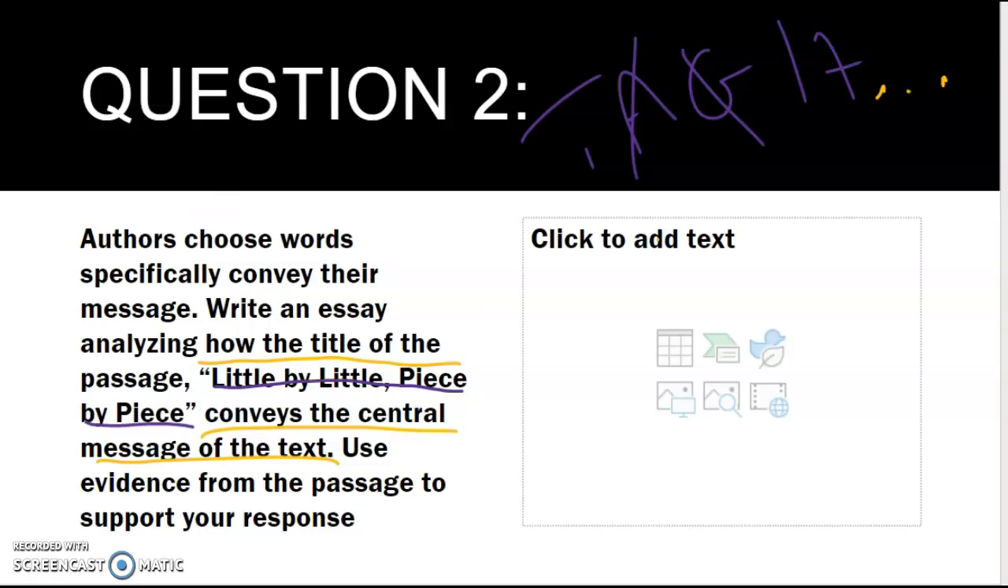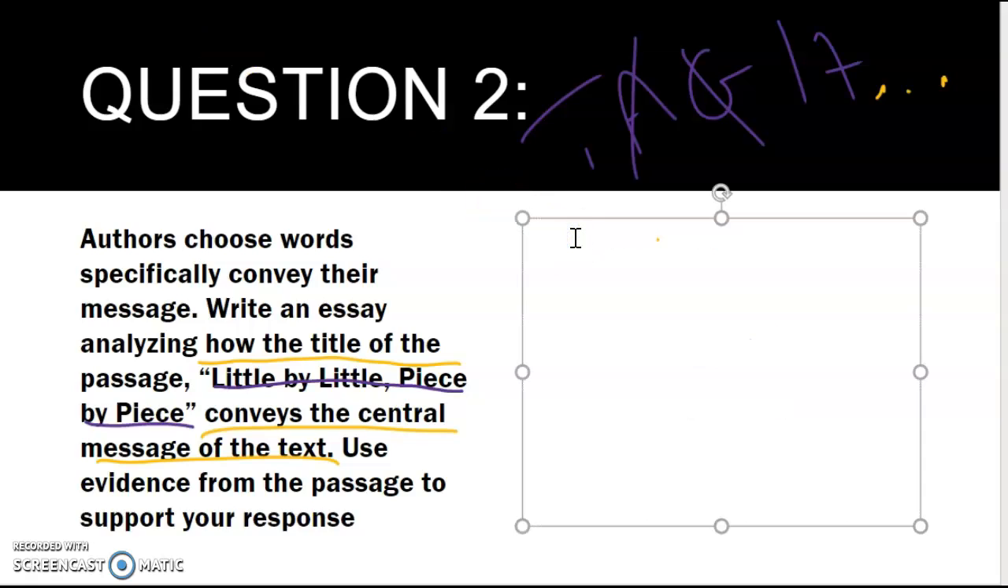Let me go to my cursor, my draw. Here we go. We're going to type up our answer. The authors chose words specifically to convey their message. Write an essay analyzing how the title of the passage, "Little by Little, Piece by Piece," conveys the central idea of the message. Okay, so we're going to take what we have, we're not going to make it up, and we're going to write our one sentence thesis. And this is going to be your introduction paragraph.